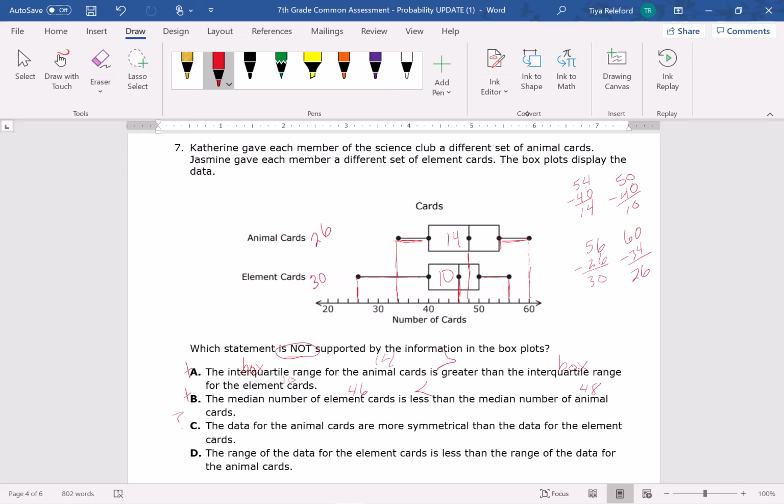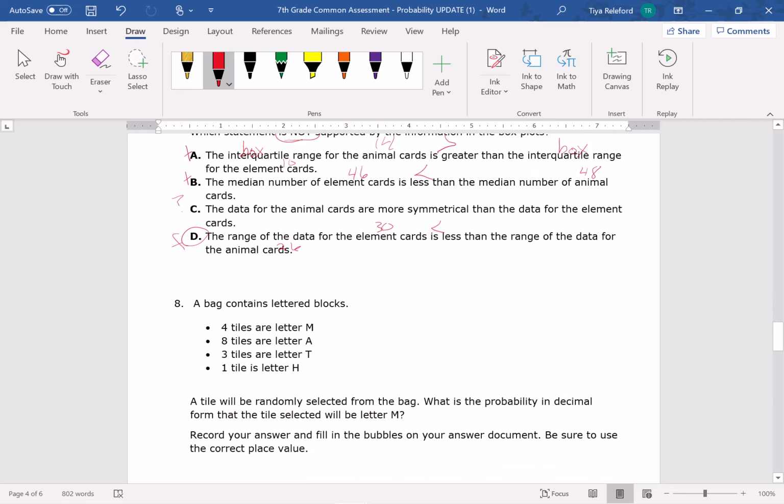Let's do D again then. The range of the data for the element cards, 30, is less than the range of the data for the animal cards, which is 26. Is 30 less than 26? No, it is false. D is your answer. Make sure you have all this written.